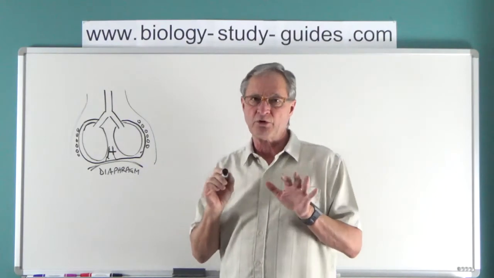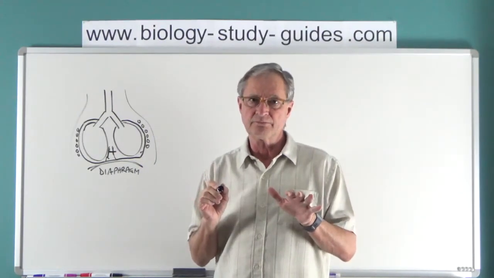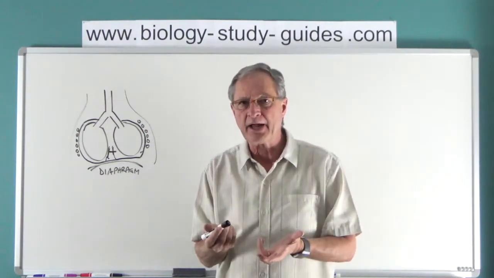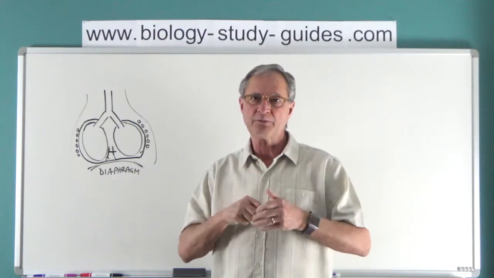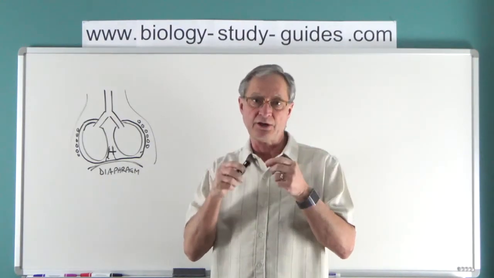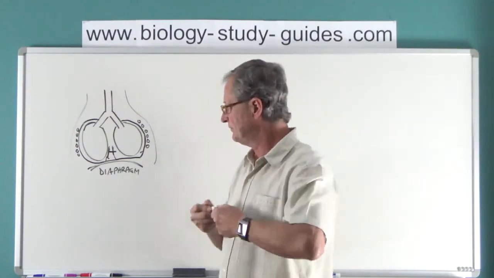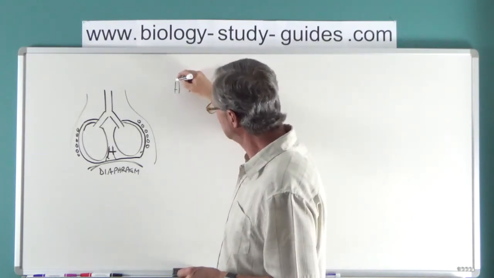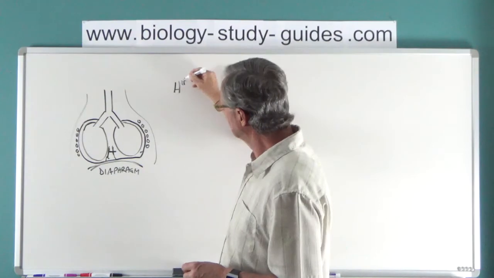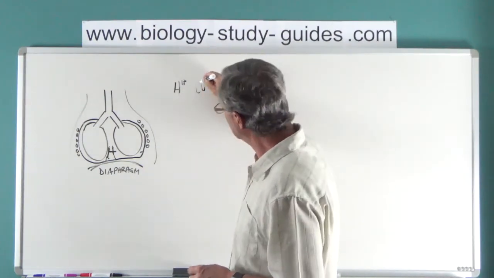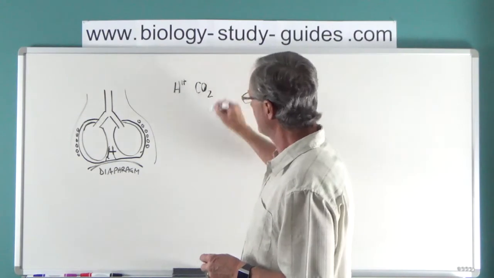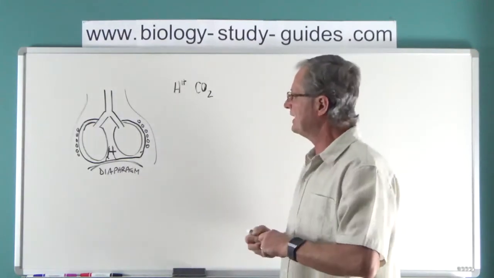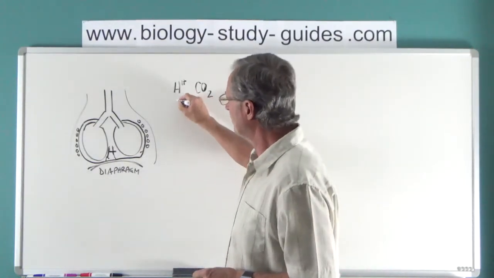Now, if you just stop breathing for a quick second, because you're not taking in oxygen and you're not exhaling carbon dioxide, the carbon dioxide level in your blood will continue to increase. So will the hydrogen level. So we have a buildup of hydrogen ions and carbon dioxide. Hydrogen ions and carbon dioxide. This will cause a lowering of the pH of blood.